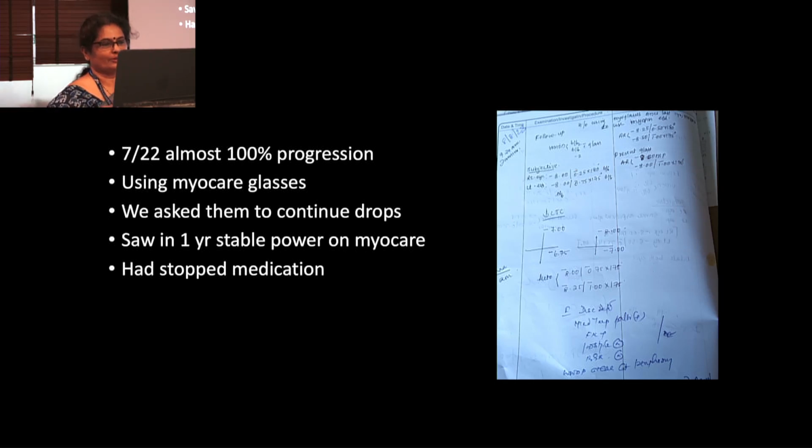So we saw the patient again in last of 24. And in 1 year it was stable with Myocare. We had asked them to continue the drops, but they discontinued. But now the child is almost stable, but the power has increased so much, like -8. And Monisha, do you have anything to say on that? Anything, because we couldn't do anything different, the child was not there.